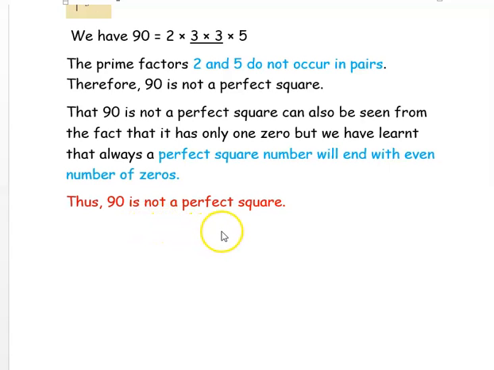Hope you have understood how to find the square roots of a square number by using the prime factorization method.